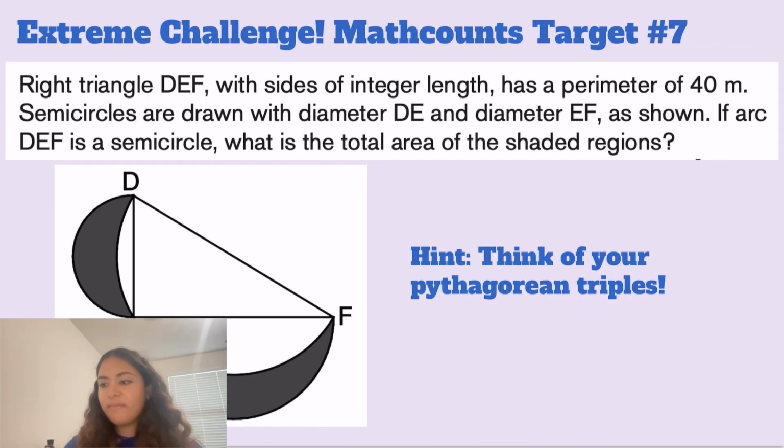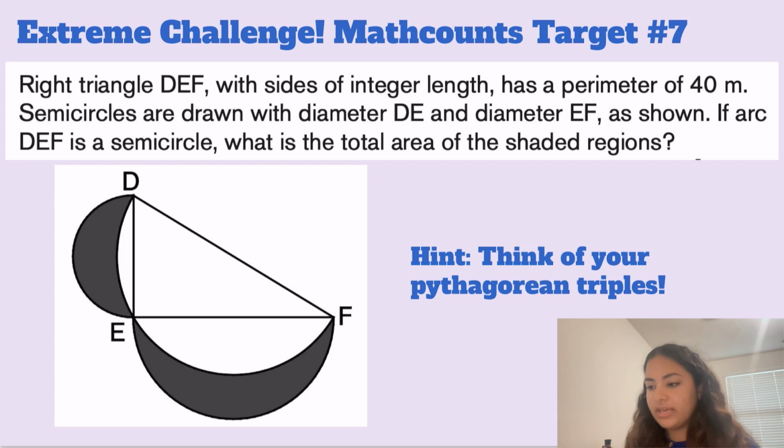Okay, this problem is a lot more tricky because it's number 7 on a Mathcounts target, which means you are allowed a calculator because you're going to be dealing with a lot bigger numbers. So right triangle DEF with sides of integer length has a perimeter of 40 meters. Semicircles are drawn with diameter DE and diameter EF as shown. If arc DEF is a semicircle, what is the total area of the shaded regions?